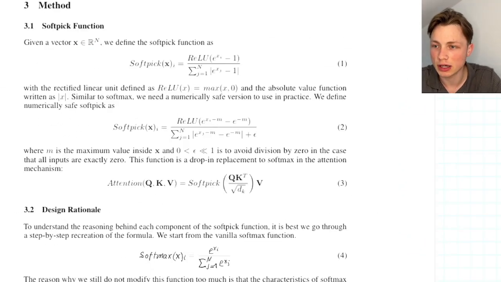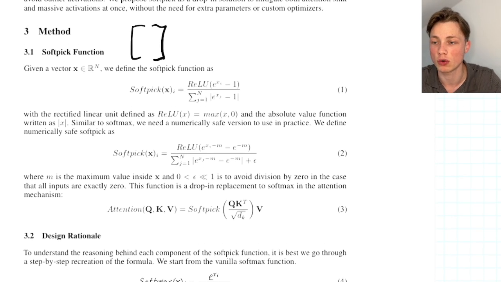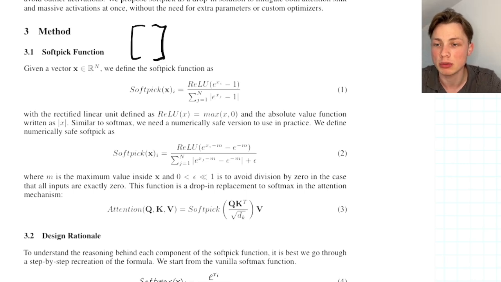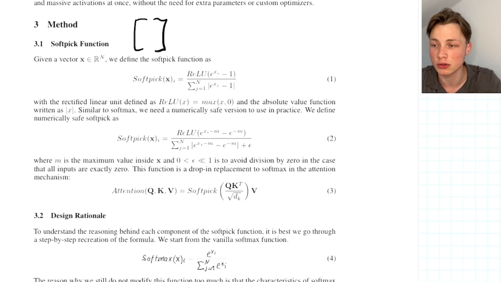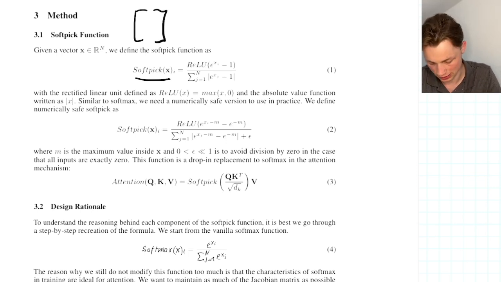We have given a vector called x. X is an n-dimensional vector and corresponds to our raw attention values, calculated by the dot product between all the queries and all the keys. And normally we then put the Softmax function on top of those values, but now the authors are introducing the Softpick function, and Softpick is a little different compared to Softmax.